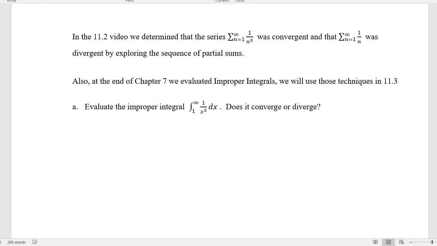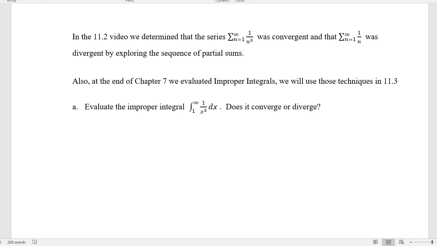In this video, I want to take a look at what we call the integral test. In the prior couple of videos, we've talked about sequences, and in particular how a series converges. We looked at the sequence of partial sums. And in that video, the one for 11.2, we looked at the series of 1 over n cubed and 1 over n.